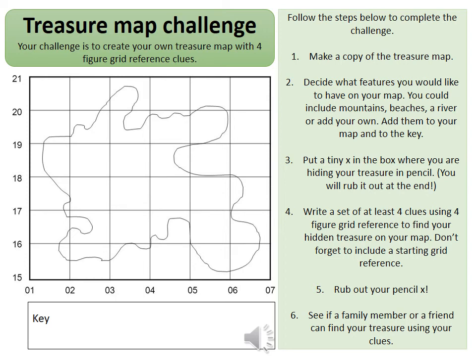You're then going to write a set of 4 clues using four-figure grid references to find your hidden treasure on the map. Don't forget you need to include a starting grid reference for the start of your clues. After you've written your 4 clues using your symbols and your grid references, you're going to rub out your pencil X. Once you are finished, you can see if a family member or a friend can try to find the treasure using your clues.